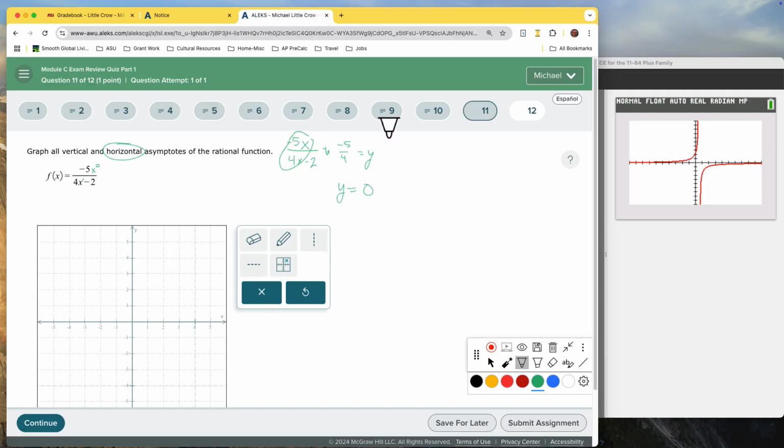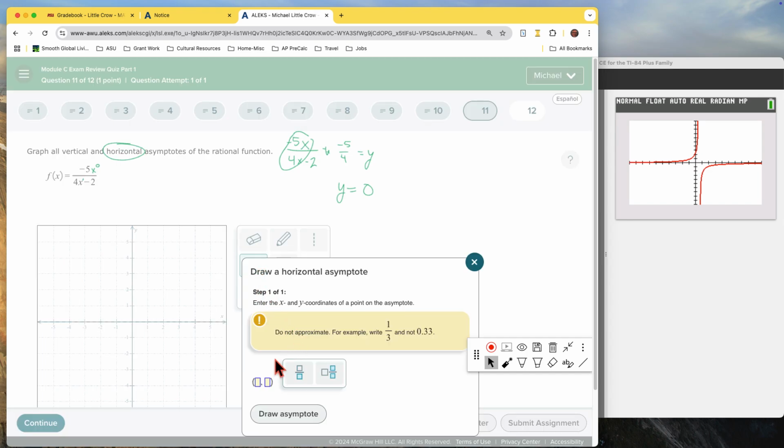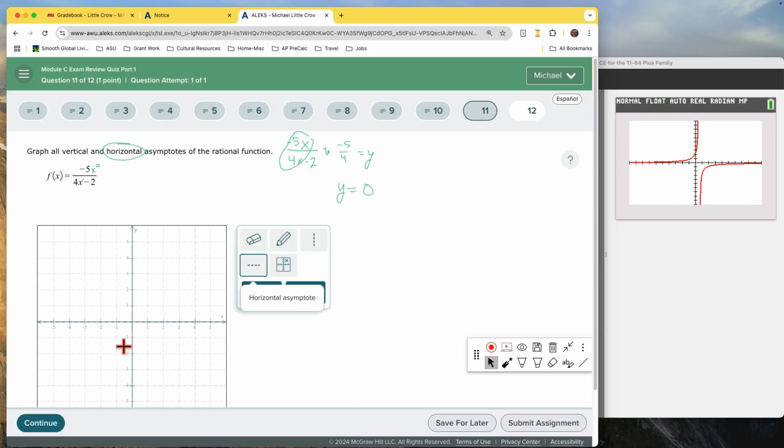So we've got 0, so let's go ahead and put that in here. If I click on this, it works a little differently. Now I've got to put in a point. Well, it's where y equals 0. I could make x anything, let's say 5, but y is going to be 0. So that's a point on the horizontal line. See, it's there. Okay, it drew it.